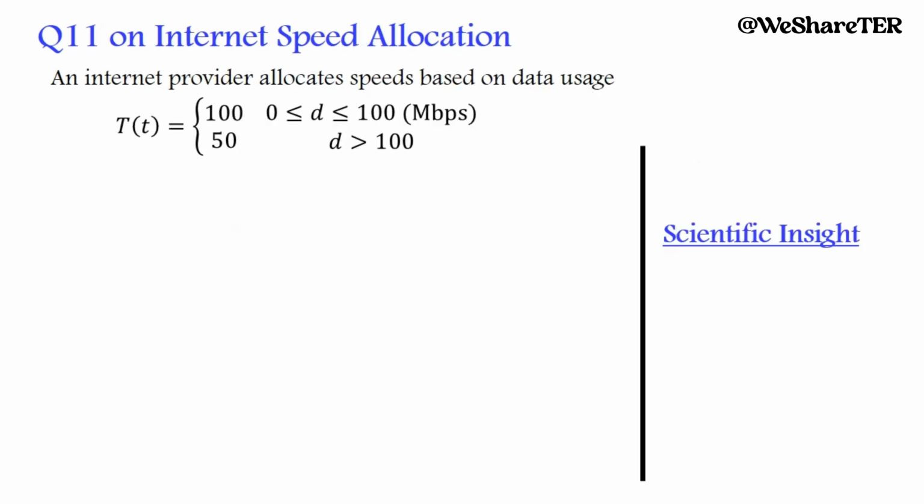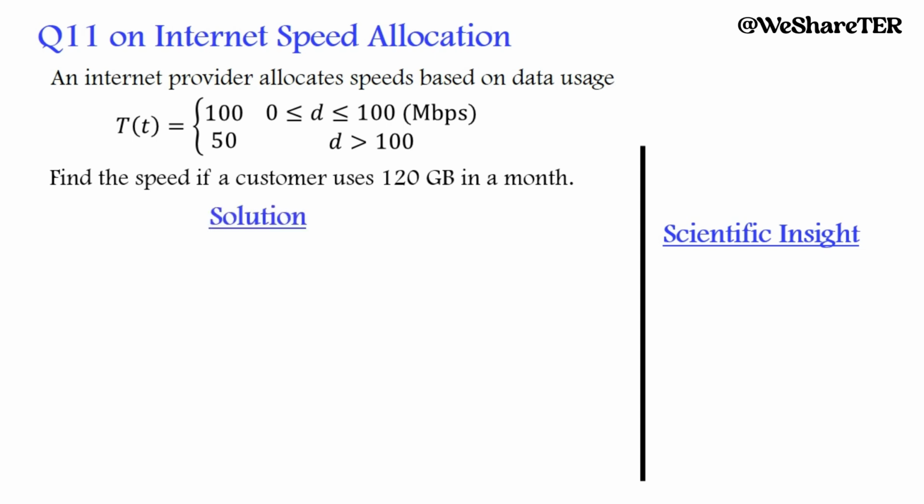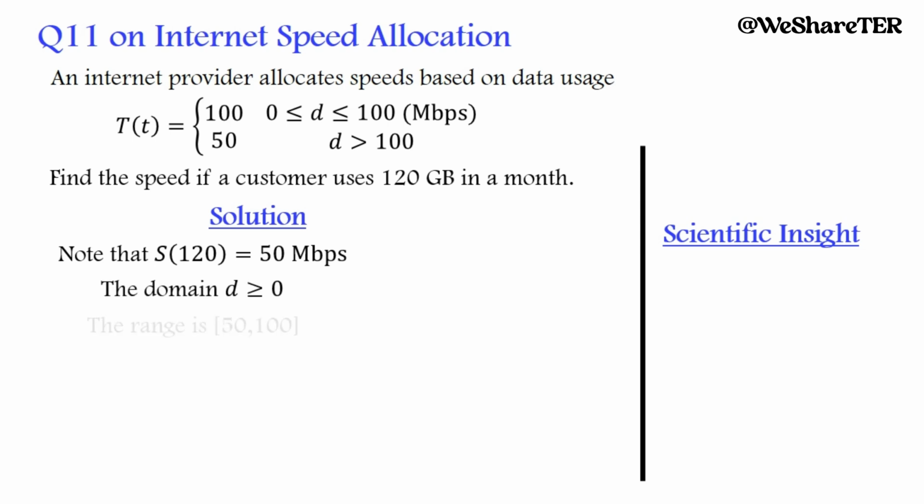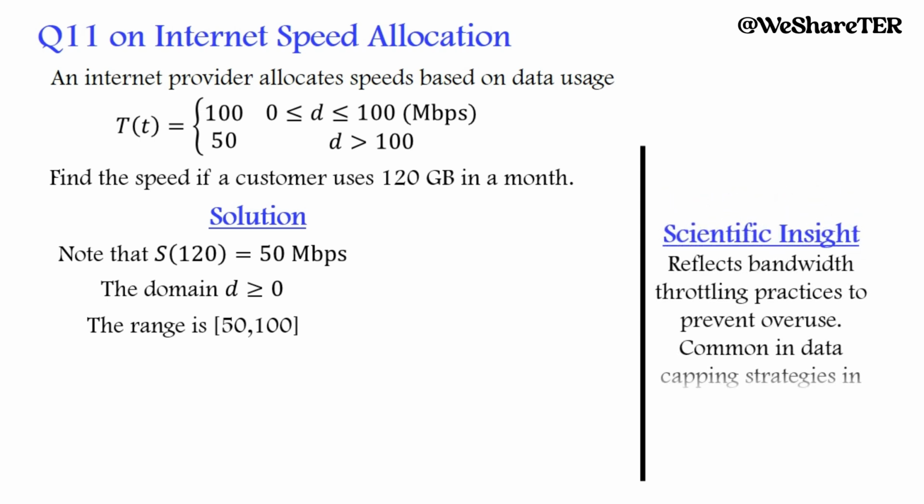An internet provider allocates speeds based on data usage. S(D) equals begin cases: 100 for D ≤ 100, quad text Mbps; 50 for D > 100. Find the speed if a customer uses 120 gigabytes in a month. Solution: S(120) equals 50; domain D ≥ 0; range {50, 100}. Scientific insight: reflects bandwidth throttling practices to prevent overuse, common in data capping strategies in network management.